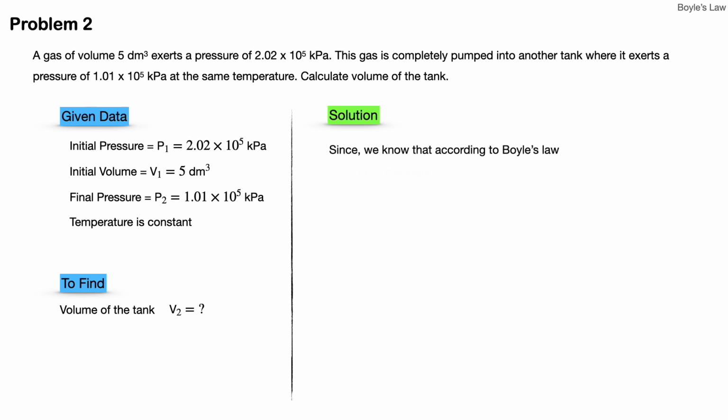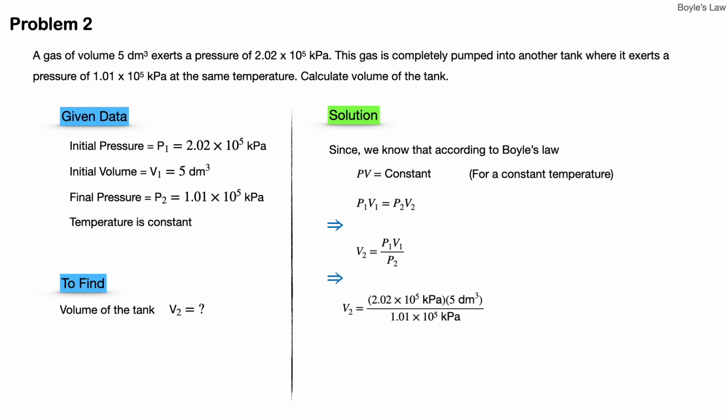Since the temperature remains constant in this example, and Boyle's law states that for a constant temperature the product of pressure and volume of a gas is a constant quantity, we can write it like this: P1 times V1 is equal to P2 times V2. From here we can derive the value for V2. Then we insert values of P1, V1 and P2. Now we calculate and get our answer as 10 cubic decimeters.